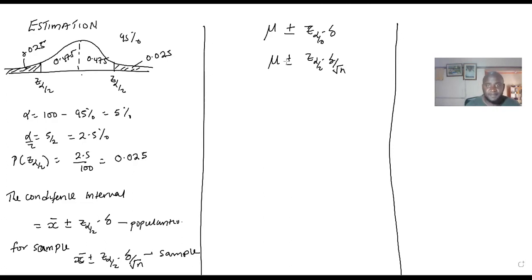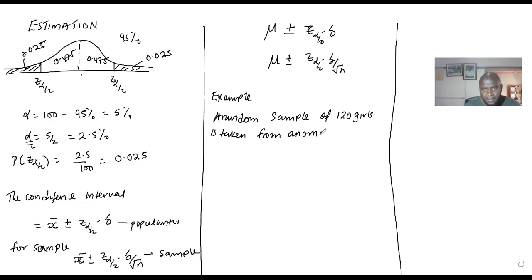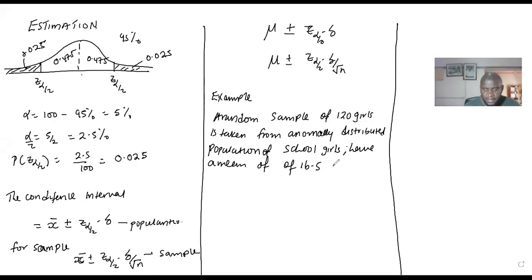So example 1 says a random sample of 120 girls is taken from a normally distributed population of school girls, comma, have a mean of 16.5 and variance of 18.